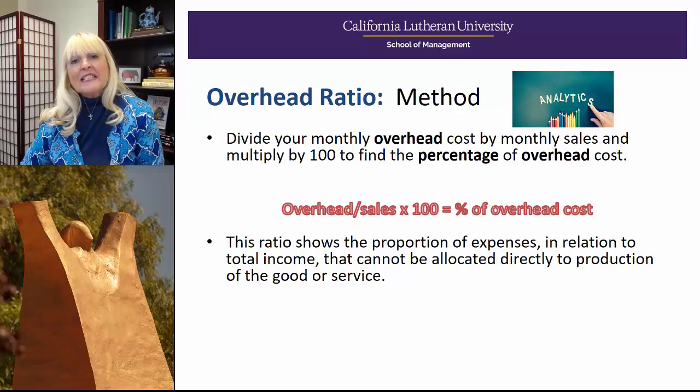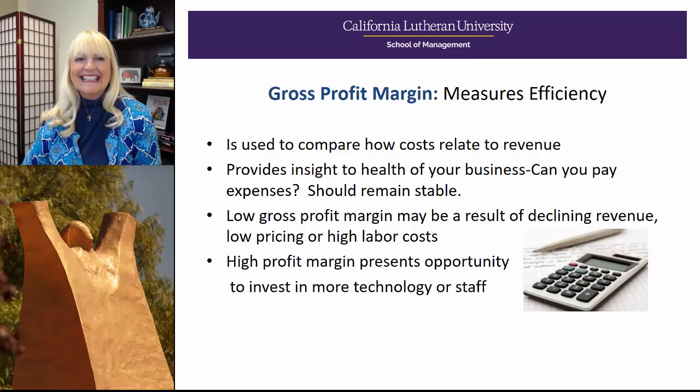And the method to determine this is you're going to divide your monthly overhead by your monthly sales and then multiply by 100, and that's the percentage of your overhead costs. And what it's going to show you is the proportion of expenses in relation to the total income that you're bringing in that can't be allocated directly to the production of goods or service. So what does it cost you to run your business?